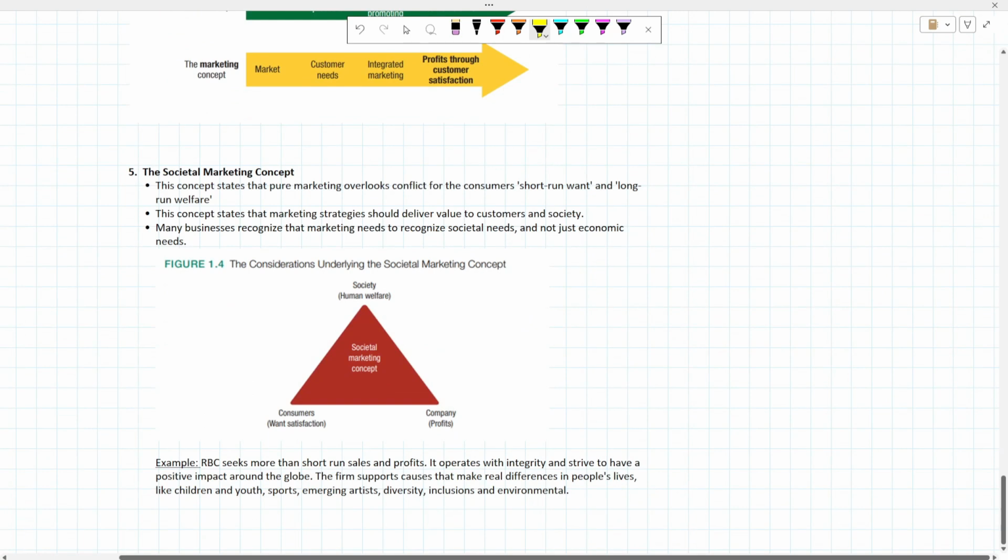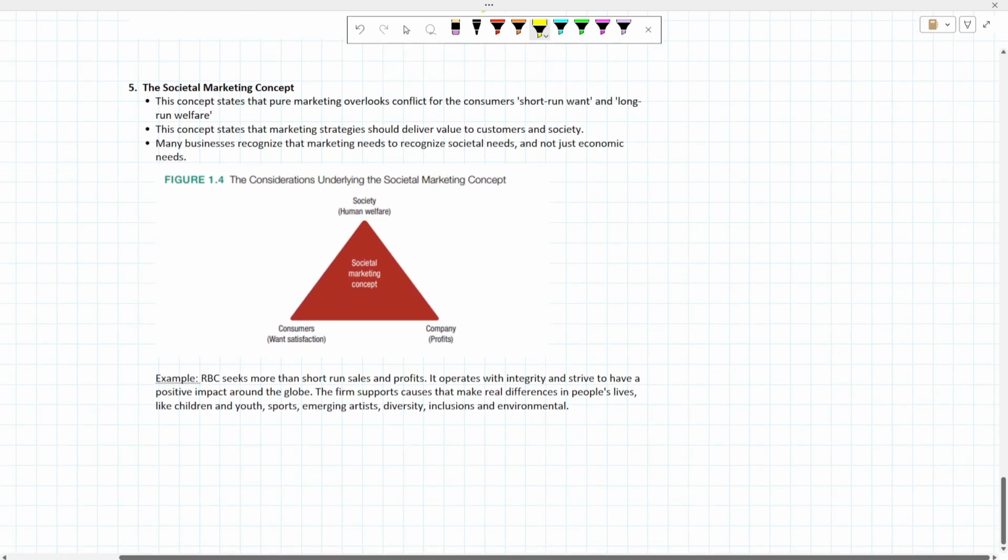So 5, the societal marketing concept. This concept states that pure marketing overlooks conflict between consumer short-run wants and long-run welfare. So this concept states that marketing strategies should deliver value to customers and society. So, deliver value to customers and society.